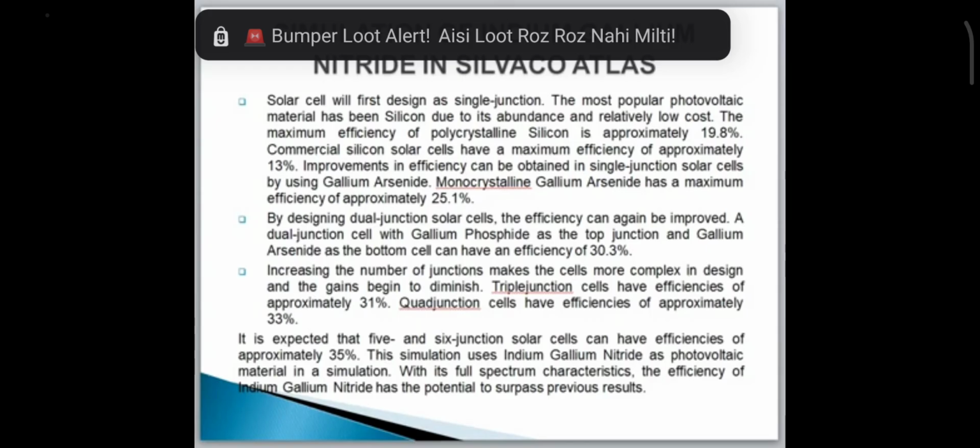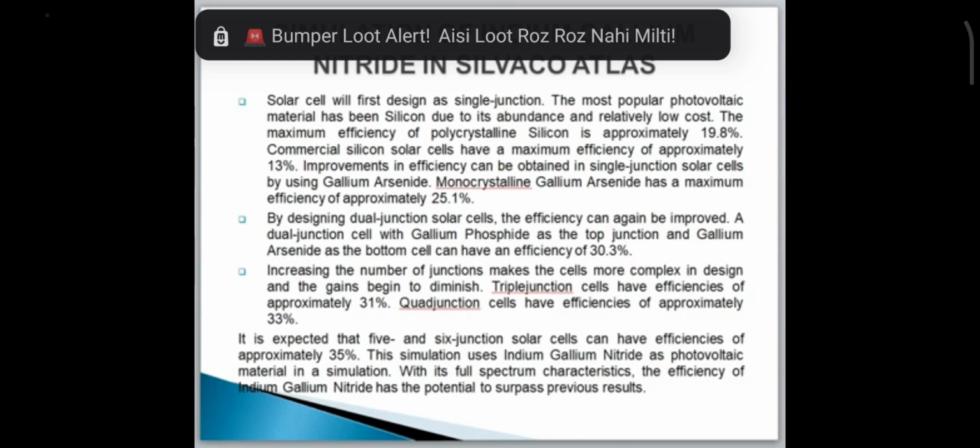The most popular photovoltaic material has been silicon due to its abundance and relatively low cost. The maximum efficiency of polycrystalline silicon is approximately 19.8%. Commercial silicon solar cells have a maximum efficiency of approximately 13%. Improvement in efficiency can be obtained in a single junction solar cell by using gallium arsenide. Monocrystalline gallium arsenide has a maximum efficiency of approximately 25.1%.